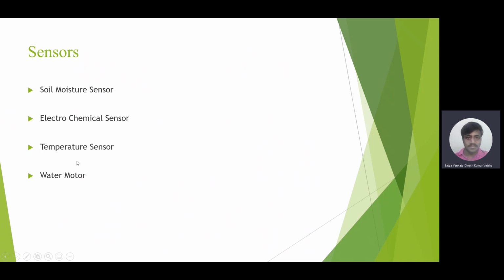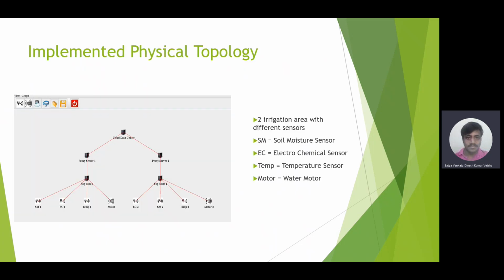Temperature sensor: few fruits need a certain quality of temperature, so for that it needs to be maintained. And water motor: based on these values, if the moisture is less, or the pH value from the chemical sensor is less, the motors will turn on and the water is supplied to all the irrigation parts.